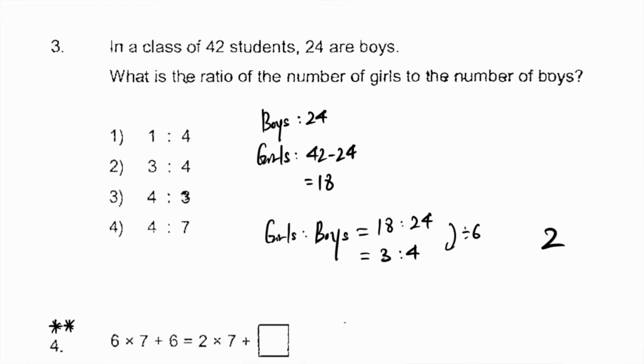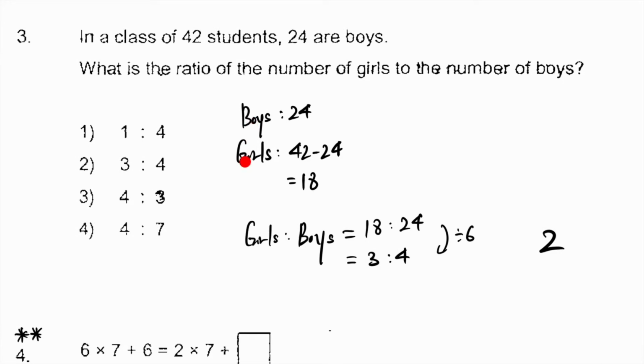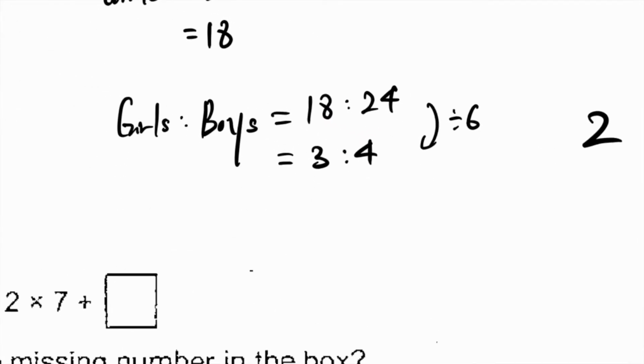Okay, question 3, class of 42, 24 boys. Well, girls must be 42 minus 24, giving me 18. Now just be careful that I have boys and girls here, but the ratio required is girls to boys. So let's take 18 is to 24 as shown here. Now notice that we have to simplify by 6, divide by 6. This is the simplest form.